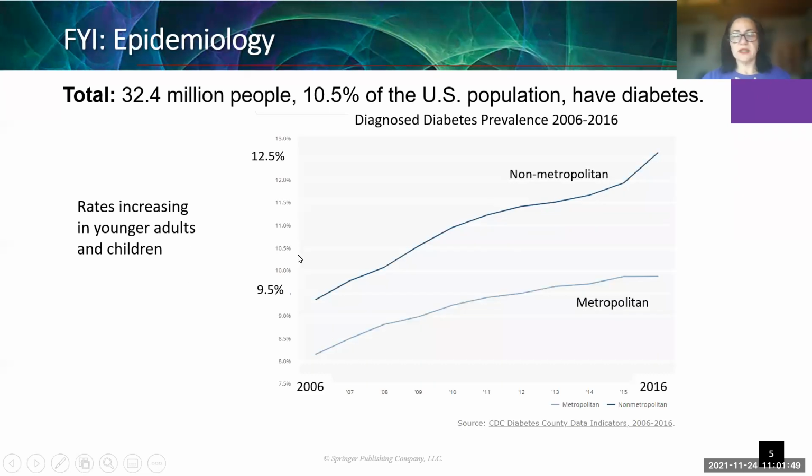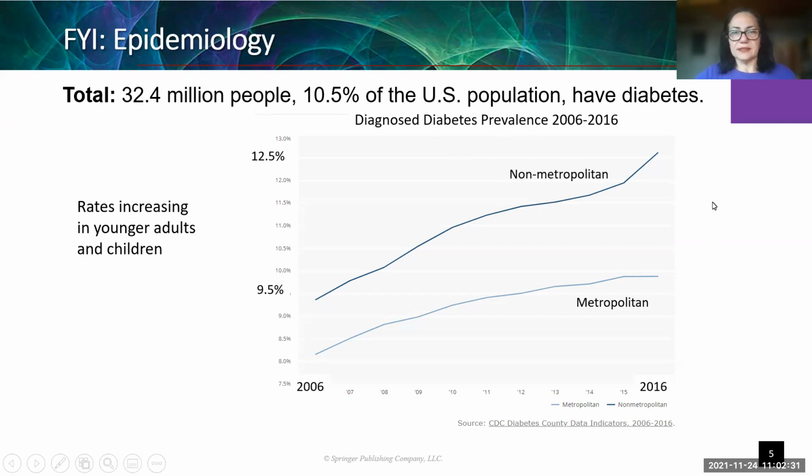So here's a graph of some data from between 2006 and 2016. This is the most recent data I could find. This is from the CDC website. There's been a significant increase in both cities and rural areas, but we're looking at almost 10% of the population in metropolitan areas, and in rural areas, well over 10% of the population is already diagnosed with diabetes. By 2021, these numbers are probably already higher than this. So at least 10% of the population, if not more.